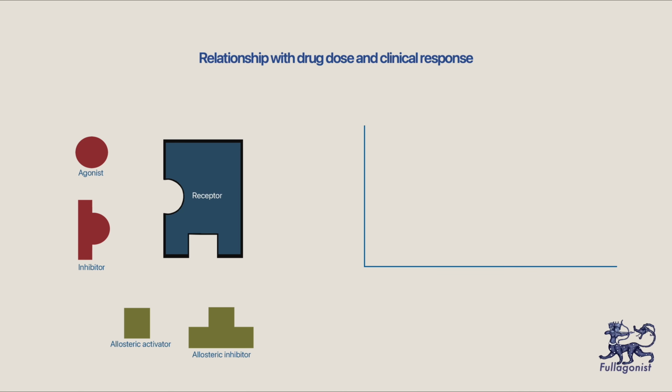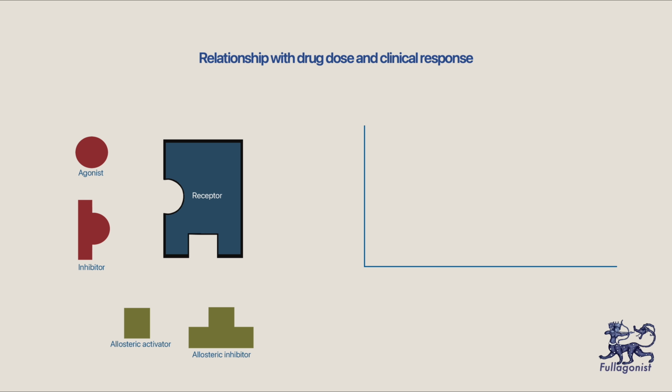There is a mathematical relationship between the drug concentration and the clinical response. And don't worry, I'm not going to talk about mathematics. We just need to be familiar with some basic terms. Agonist means a chemical which binds to a receptor and results in a response.